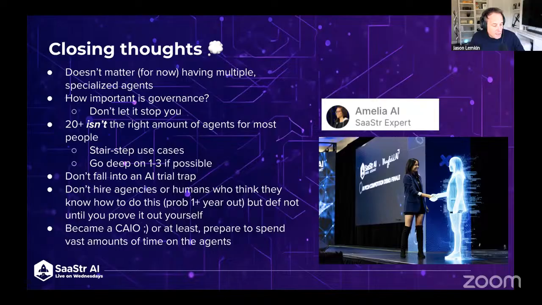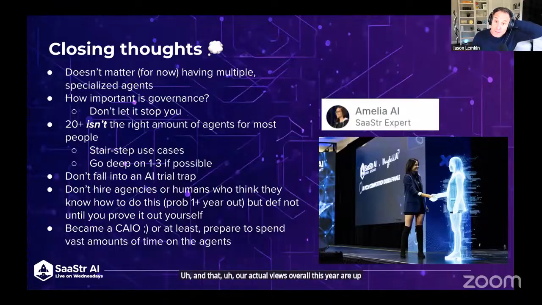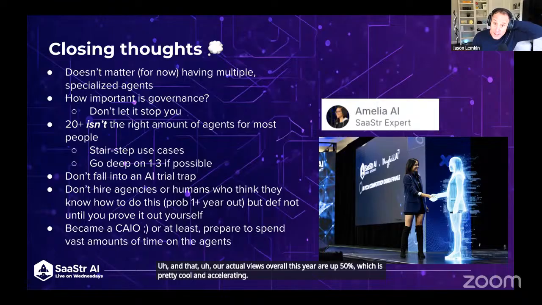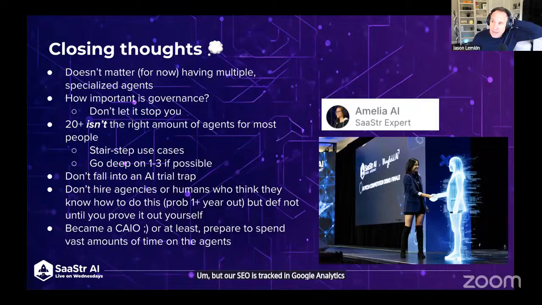Listen, we have a lot of SEO at SaaStr. We have 50 million views of our content a year through SEO. Our actual views overall this year are up 50%, which is pretty cool and accelerating. But our SEO, tracked in Google Analytics and Jetpack, is down about 8%. So SEO is down.